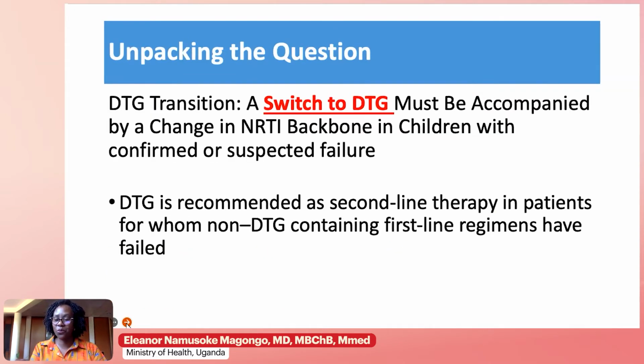Let's also unpack this question. The first part of the question is obvious, DTG transition. We know that if a child is stable, they are taking their treatments, they are virally suppressed, there's no reason for us to change the NRTI backbone. And the debate, as Natella has already mentioned, is focusing on those that are failing on treatment with suspected or confirmed failure. And we know that the World Health Organization, again, recommends dolutegravir as second-line therapy in patients in whom a non-DTG containing first-line regimen is failing.